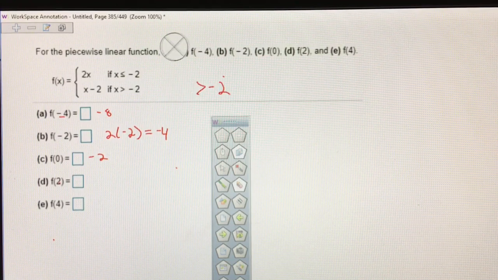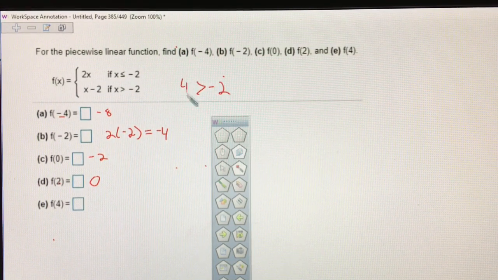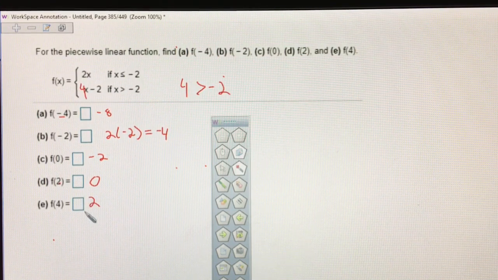Now, all the other ones I think are going to be bigger than -2. I notice 2 is bigger than -2, so I put a 2 into that equation. 2 minus 2 is 0. And 4 is also bigger than -2. 4 is larger than -2, so 4 minus 2 will give me 2. So those answers were supposed to actually go into the boxes, and I just couldn't fit them in there.